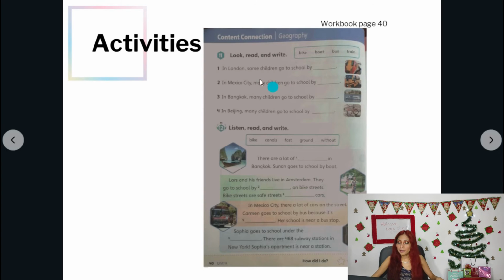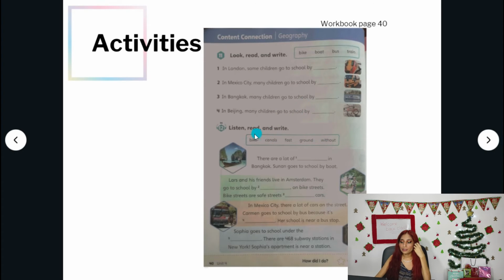Number two, in Mexico City, many children go to school by, and then you look at it. Okay, they go to school by. In Bangkok, many children go to school by. Okay, I answer it. And number four, in Beijing, many children go to school by. You answer.